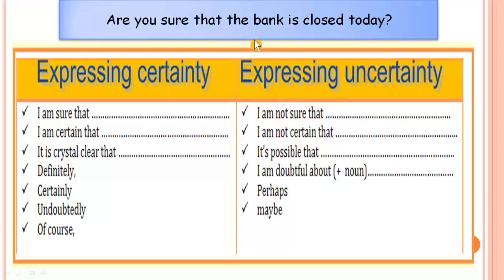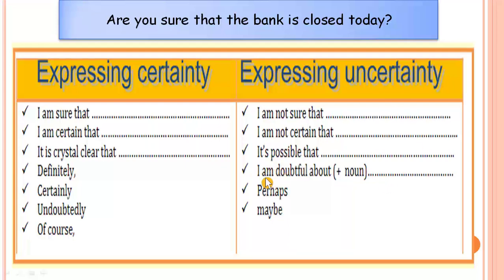If you would like to express uncertainty, يعني بتعبر عن الشك, you could say I'm not sure that the bank is closed today. What do we add? Consider not. Okay, negative. I'm not sure that the bank is closed today. Or you can say I am not certain that the bank is closed today. Or it is possible that the bank is closed today. By the way, possible means ممكن, and if we say possible it means that we're not really sure.